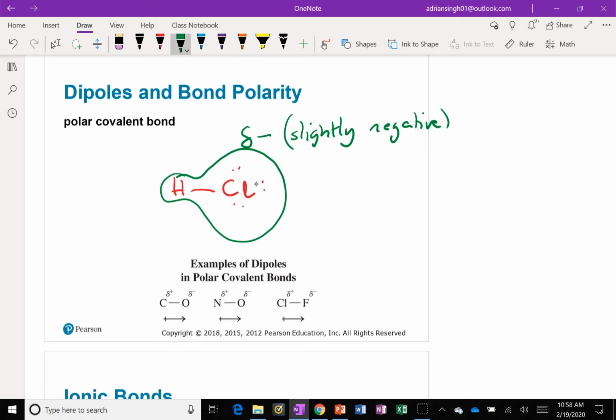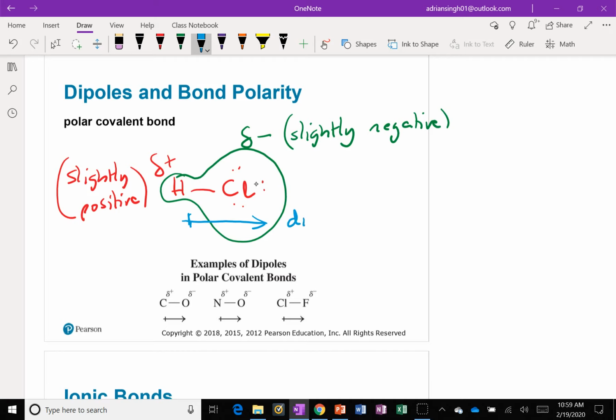What do you think is going to happen on the H end of the molecule? It's going to be slightly positive. So we end up with a molecule that has a negative end and a positive end. We can represent that using an arrow that points towards the more electronegative element, like so. Let me redraw that. This arrow here points towards the more electronegative element. At the tail end of the arrow, I put a little tick mark, so it kind of looks like a positive sign. So the tail end of the arrow is the positive end of the molecule, and the arrow points towards the negative end of the molecule.